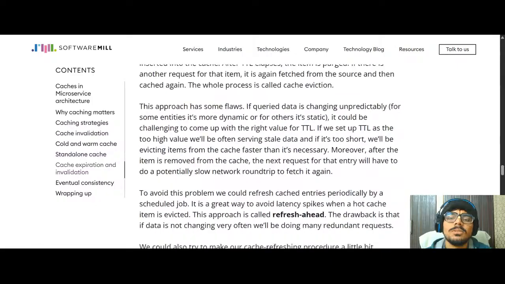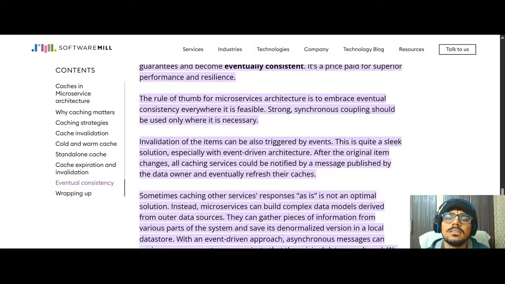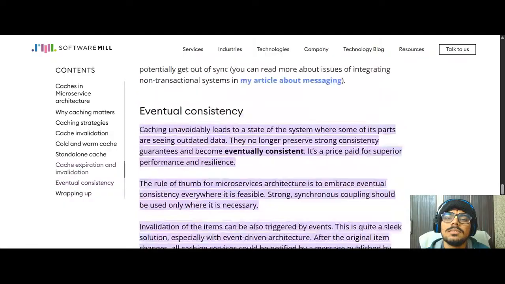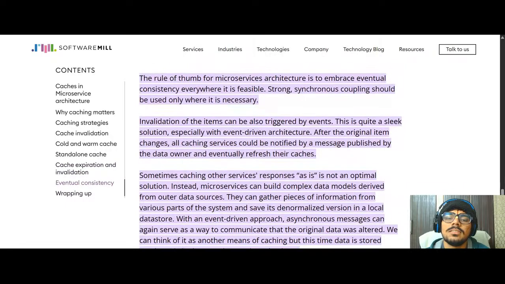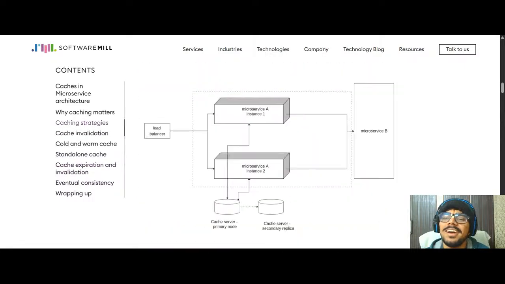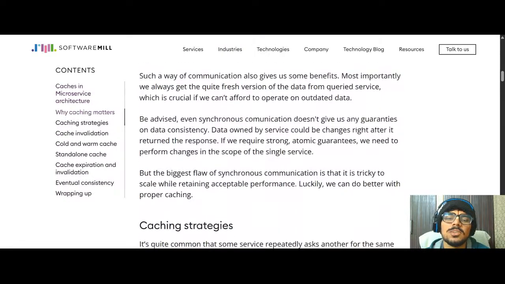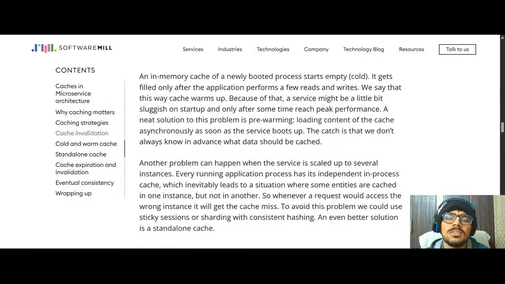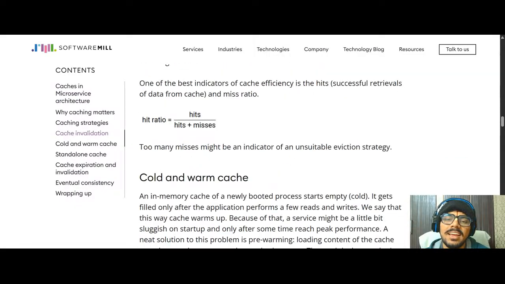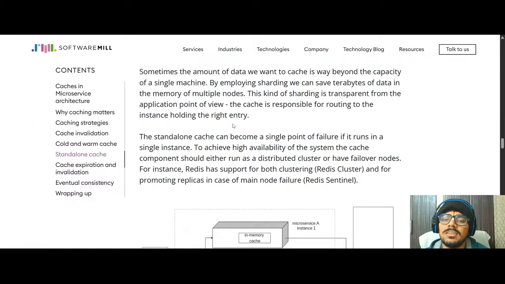All right, so here it is. It's eventually consistent. Eventual consistency. It's the end, kind of a summary to the whole blog. I might consider going through the whole blog as well. It looked great.